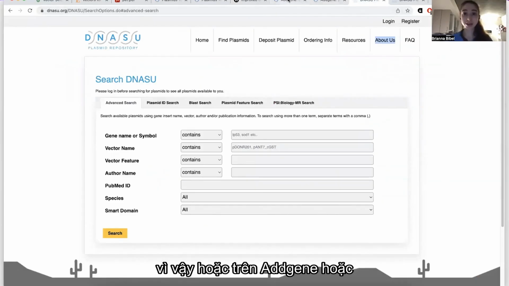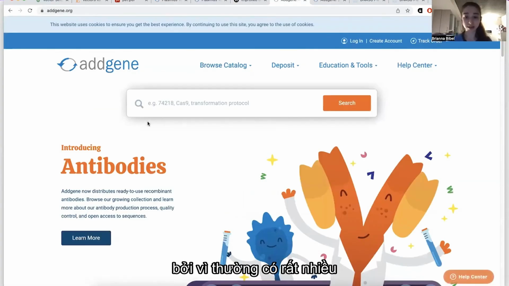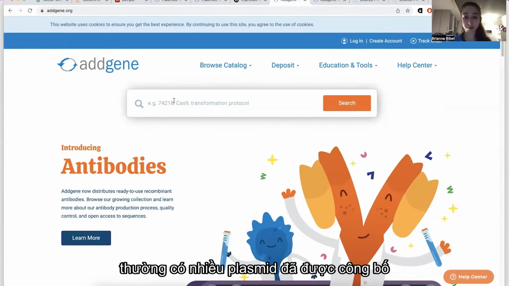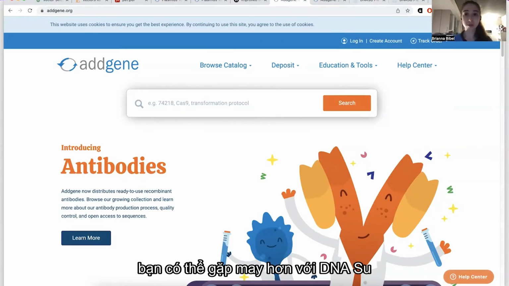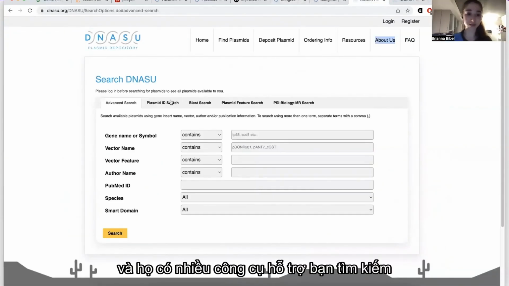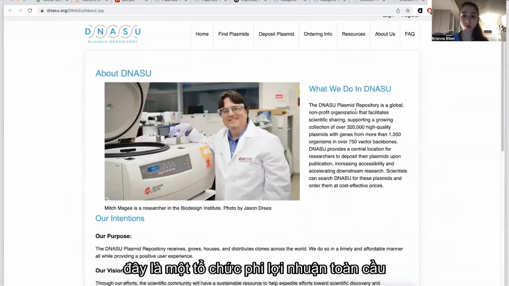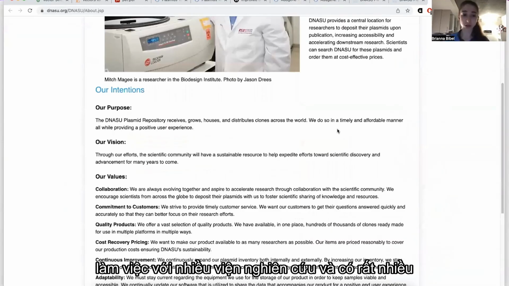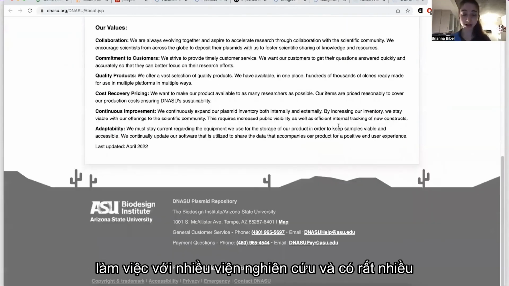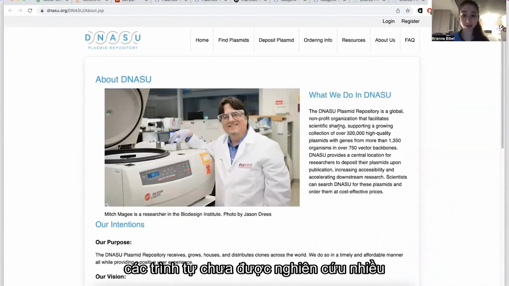So typically I go to Addgene first, because there's often a lot more of the published ones. Though you might have more luck with DNASU if it's something that people haven't studied that much, and they have some great tools for helping you find them. This is a global nonprofit organization that works with different institutions, and it also has a lot of sequences that haven't been studied that much.